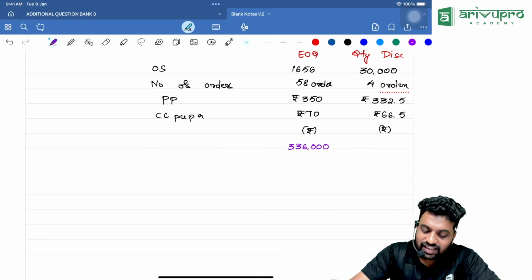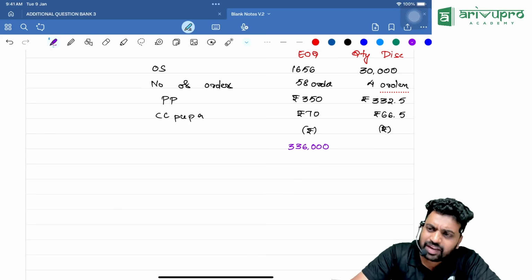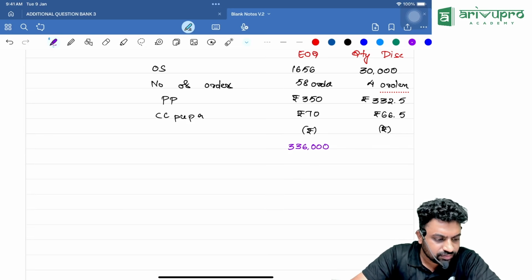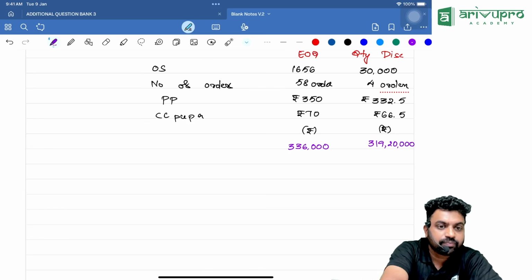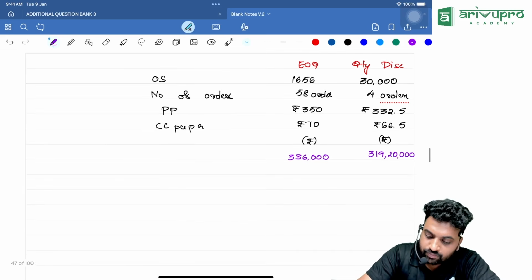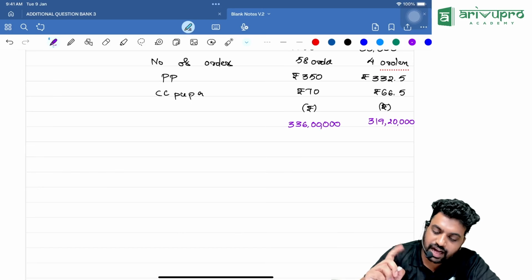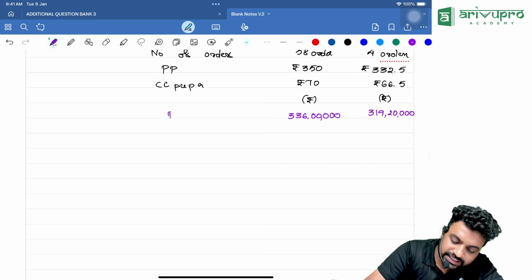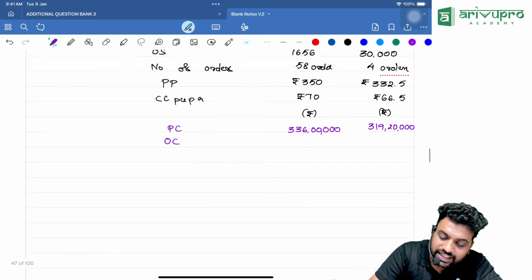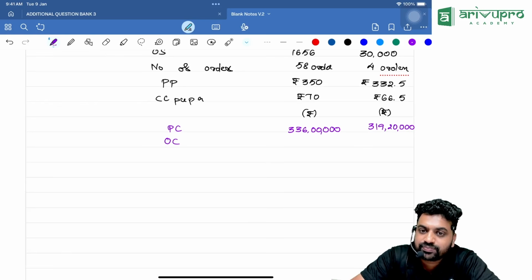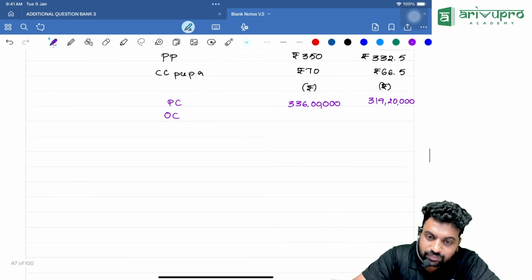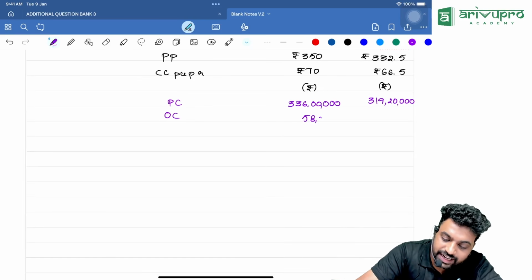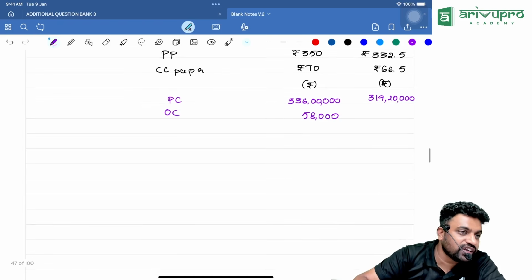Leave. Next one, guys. Same 96,000 only, so 3 crore 19 lakh 20,000. Got it? Correct? This is your purchase cost. Next is your ordering cost. Try to understand, here 58 orders into 1000, which is 58,000. Correct? Next one, listen here everyone carefully.